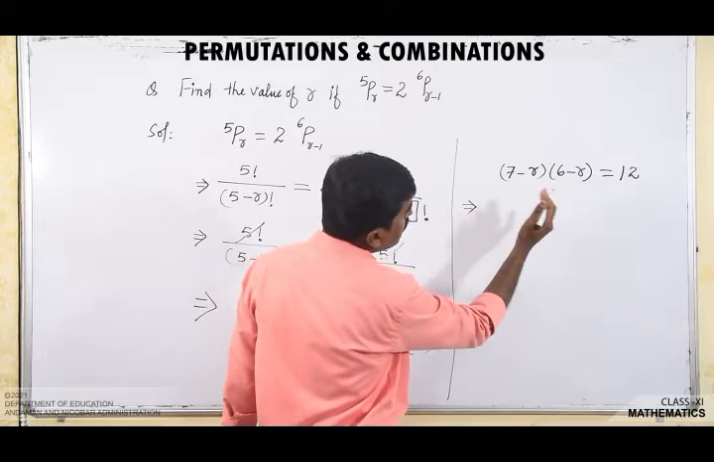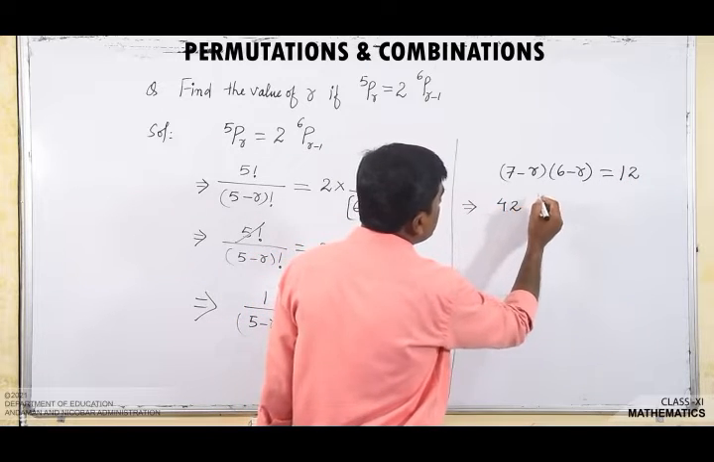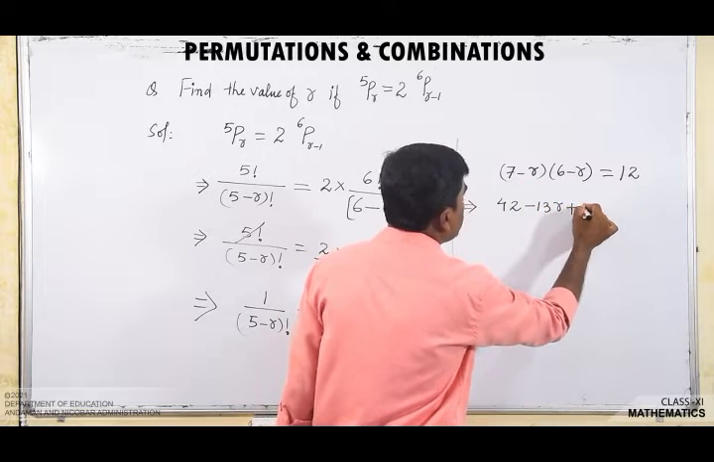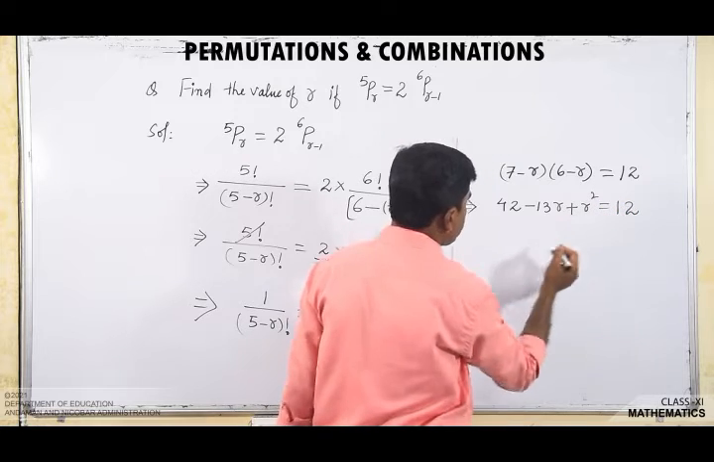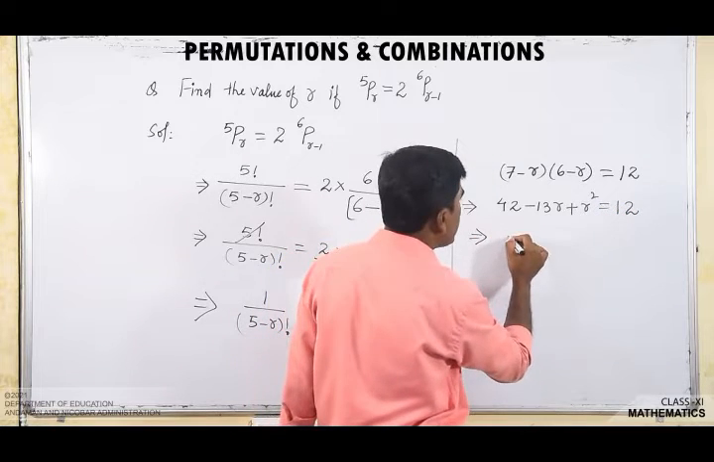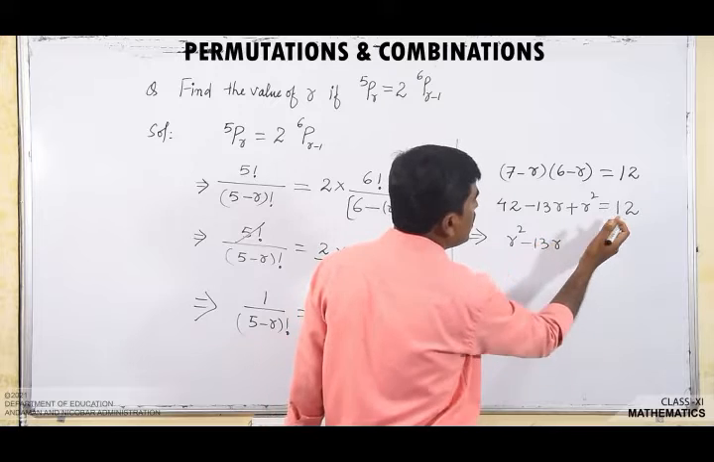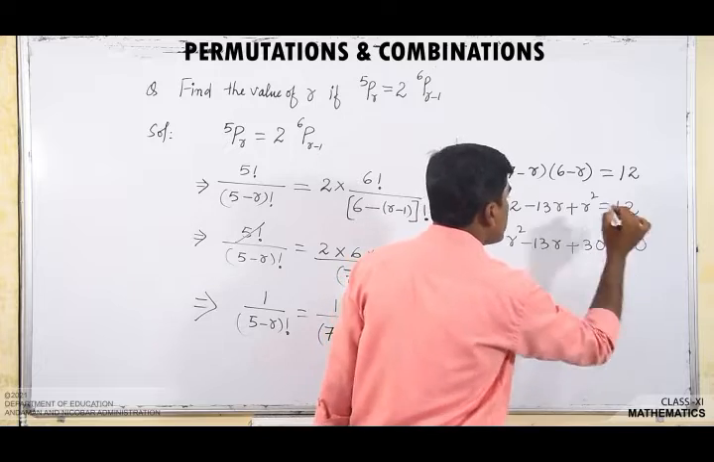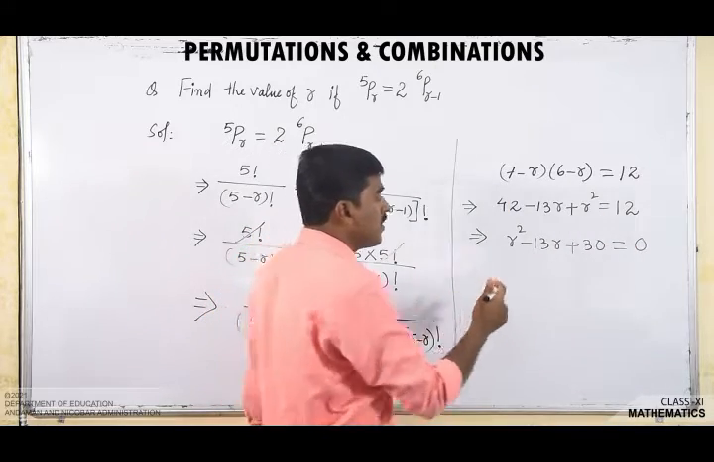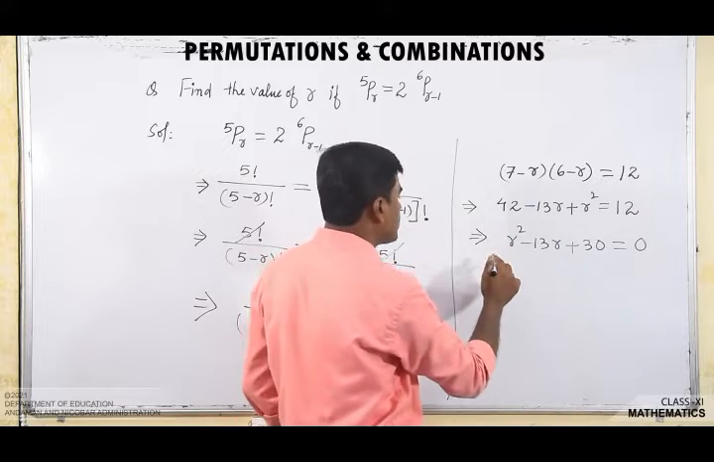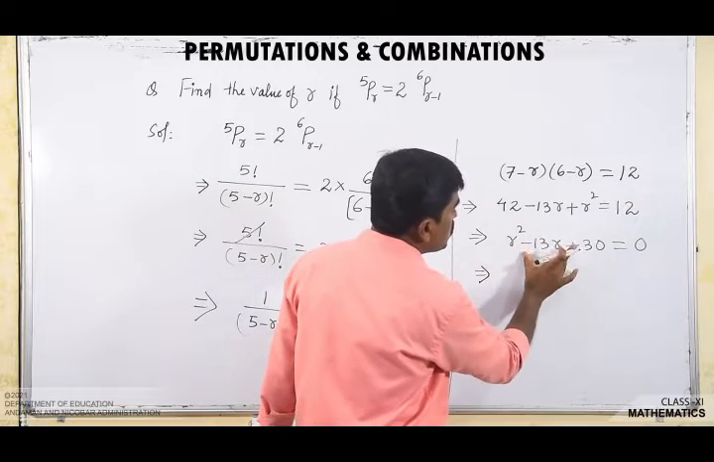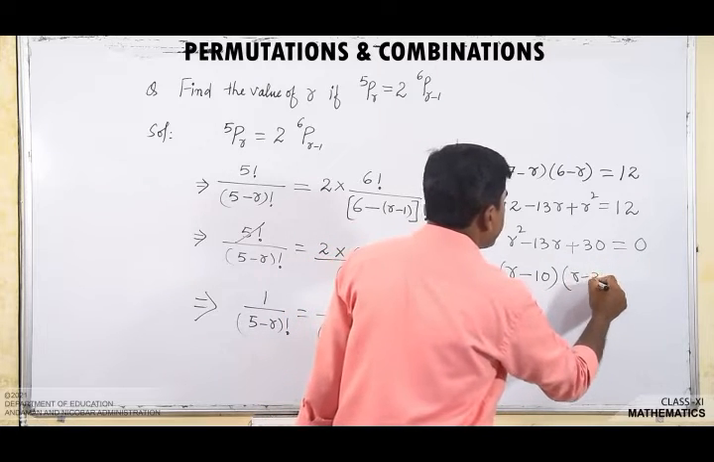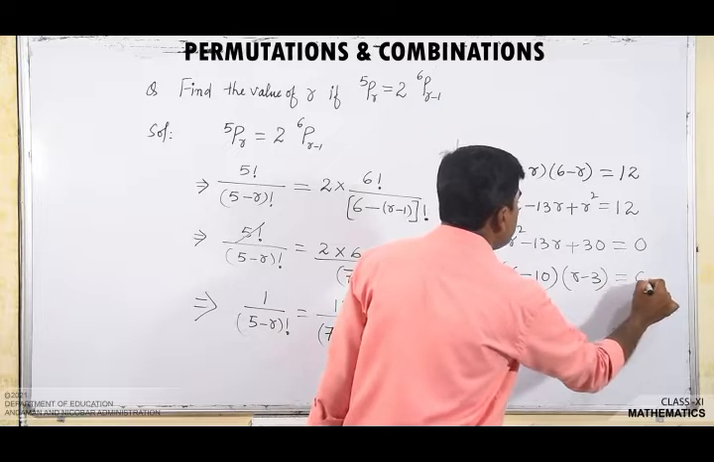Okay. Now multiply it, we will get 42 minus 6r, then minus 7r, so we will get minus 13r, then plus r square is equal to 12. So here the quadratic equation is r square minus 13r, take 12 this side, we will get 42 minus 12, that is plus 30 equals to 0. Now it is a quadratic equation, so we have to find the value of r by factorizing this quadratic equation. So factorize it. So here the factorization is (r minus 10) into (r minus 3), that is equal to 0.